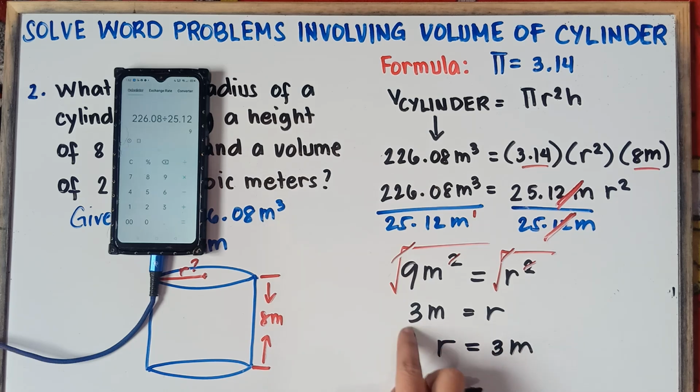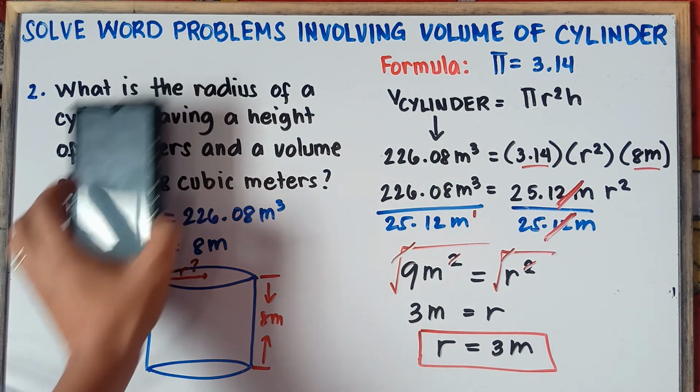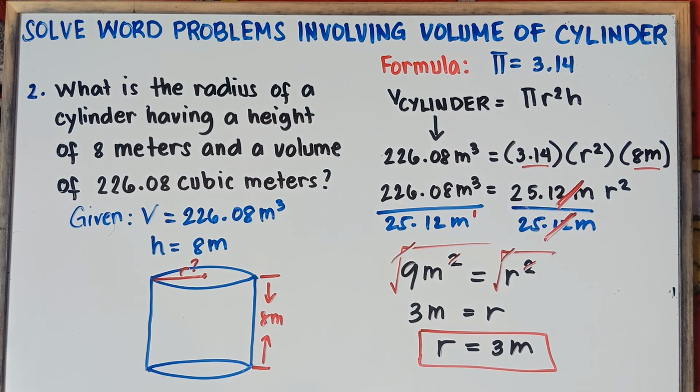Once again class, 3 meters equals r is just the same as r equals 3 meters. So therefore the radius is equal to 3 meters. All set class. That's it class. That's the answer for number 2.